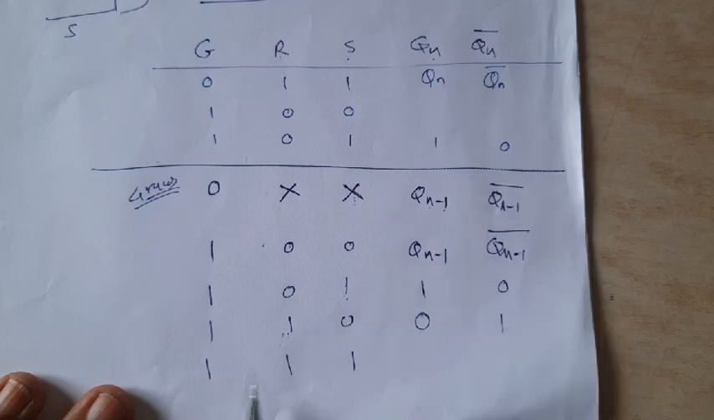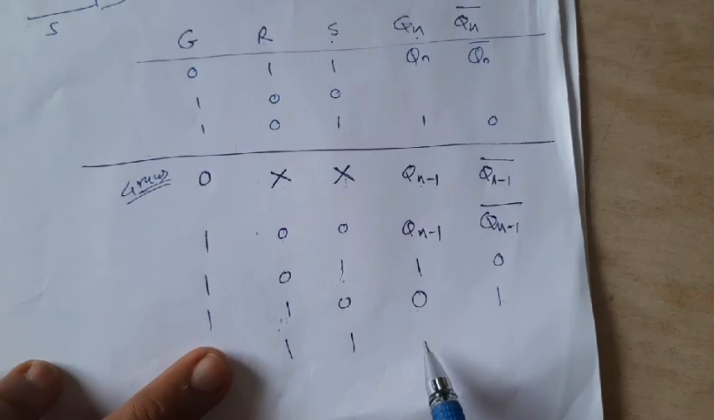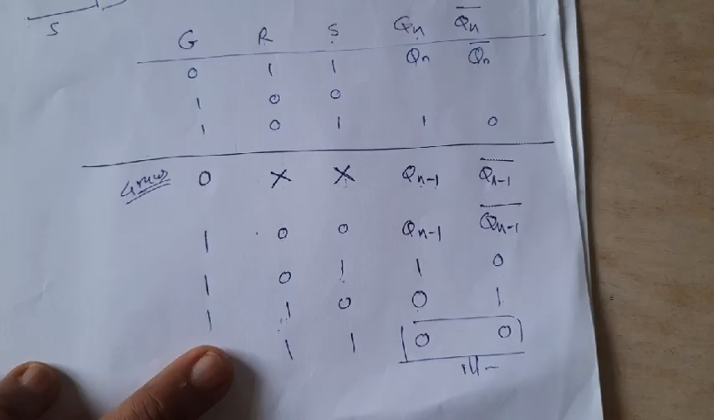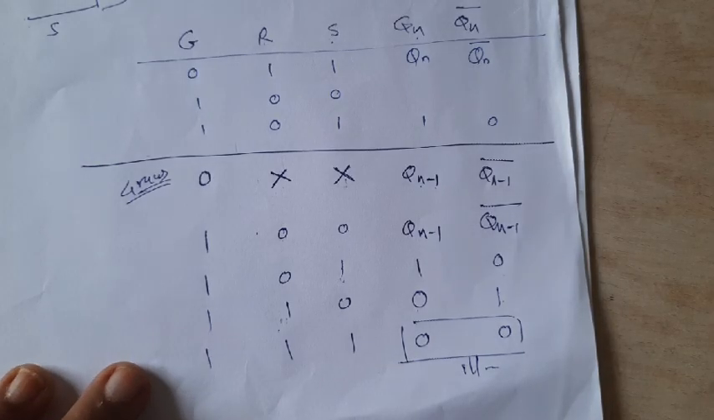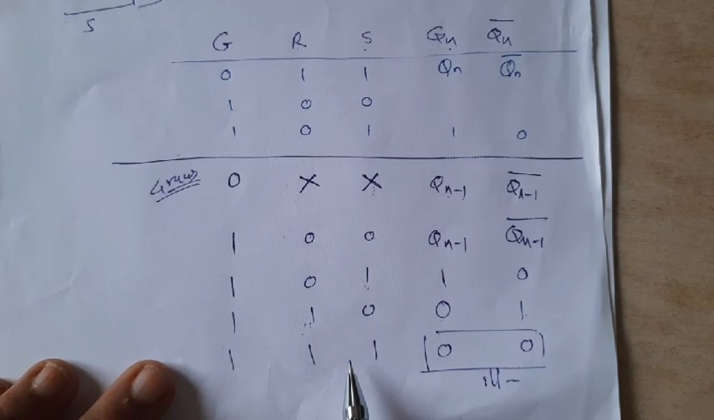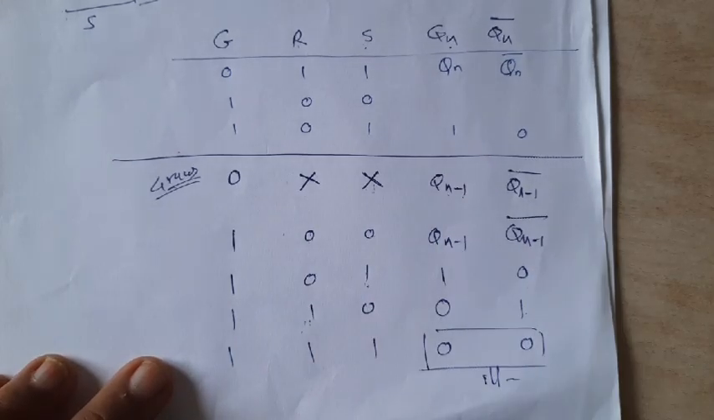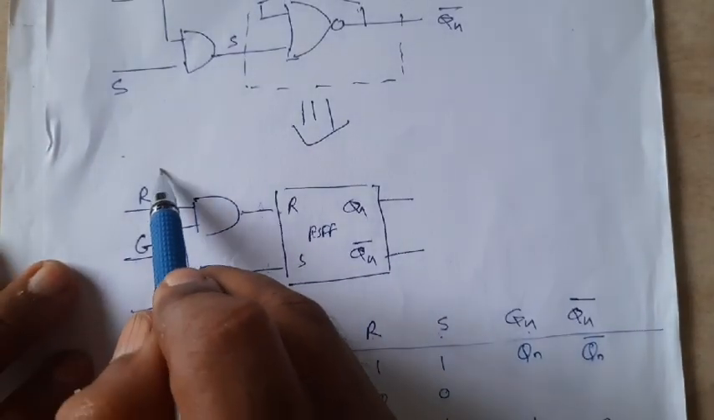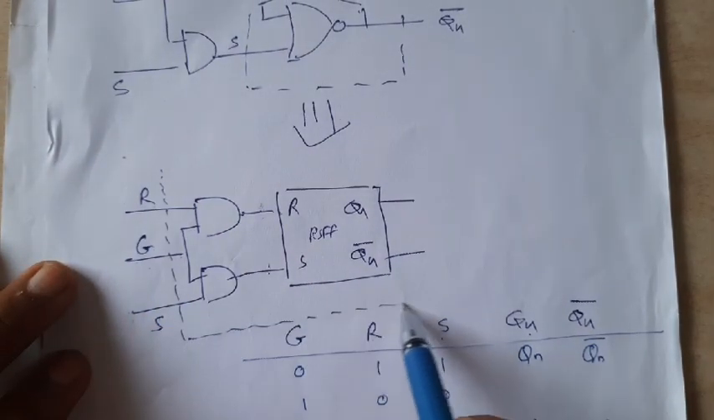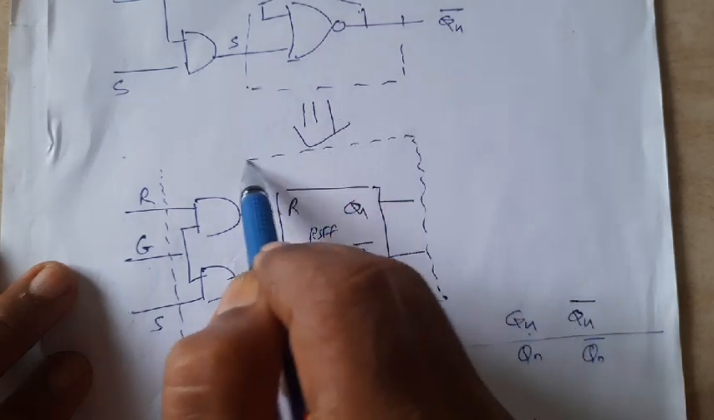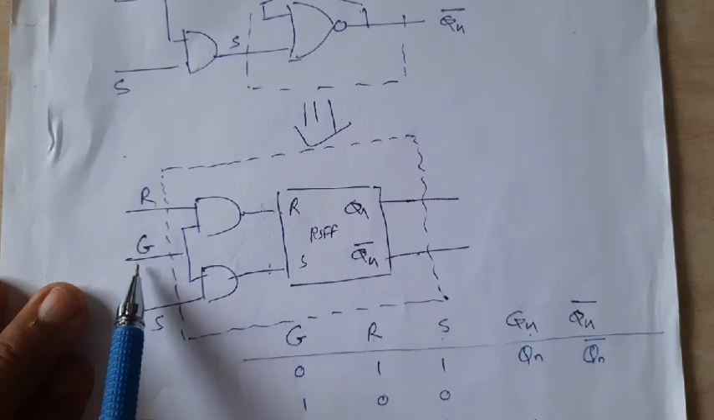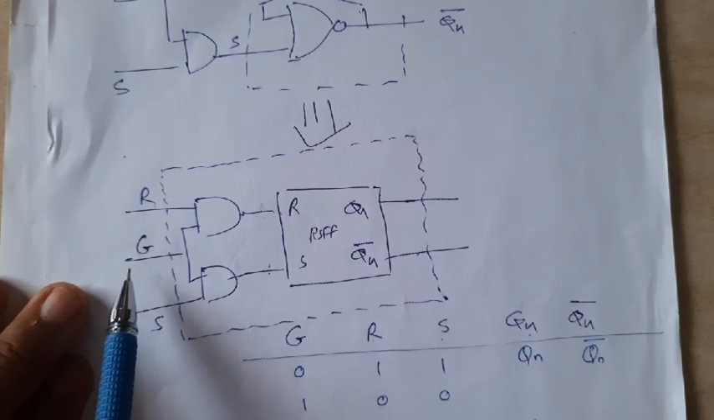obviously it is 1. And if both are 1 1, here we have observed, then both our outputs are 0 and this is forbidden or illegal or unexpected state. This is unexpected state. And so this is the truth table of this circuit. And now this circuit, which consists of the basic RS flip-flop along with a gate, is known as gated flip-flop.